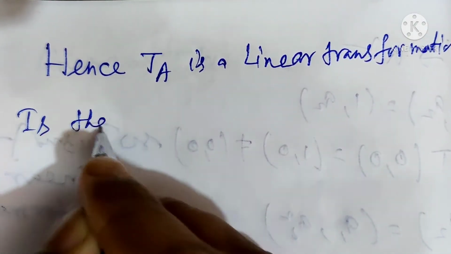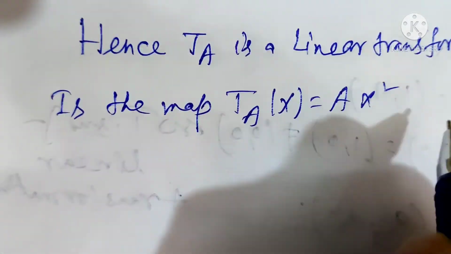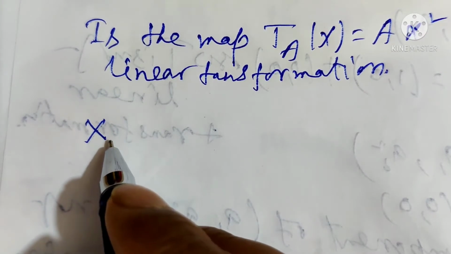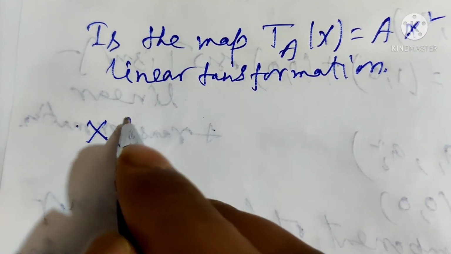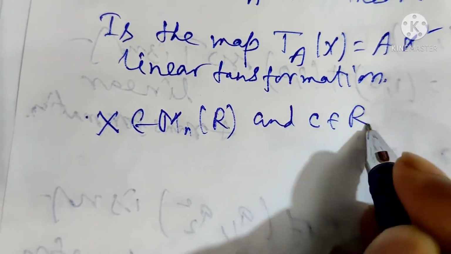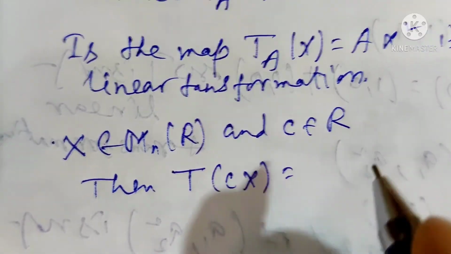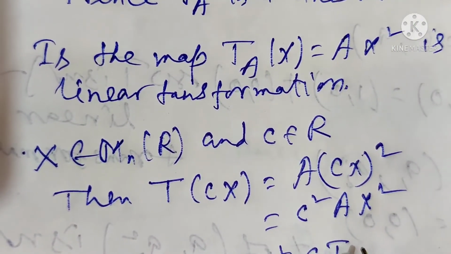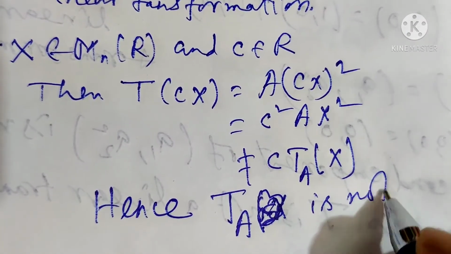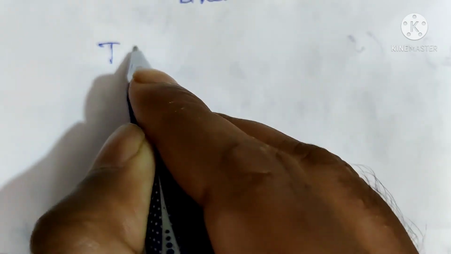Is the map T_A(x) = Ax squared a linear transformation? Now, x belongs to M n×n R and c belongs to R, then T of cx does not equal c into T_A x. T_A is not a linear transformation.